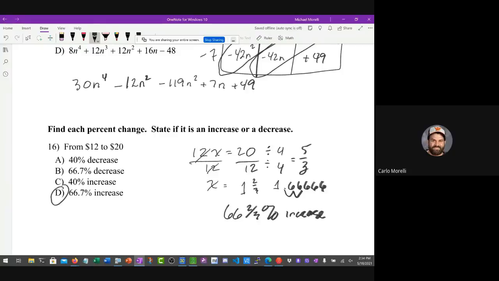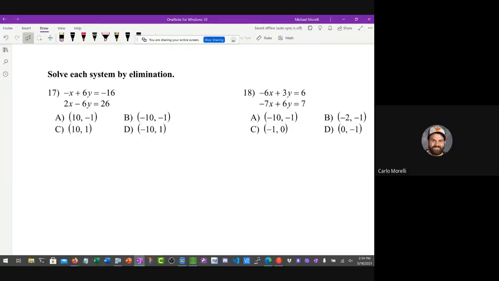Okay. Moving on. Solve each system. All right. So right away, you need to try to stack, add, and eliminate. And you can do that right there. So you eliminated the y variable. So now you've just got negative x equals negative 16 over 2x equals 26. Just add them. Okay, so this is negative 1x plus 2x gives you x. Negative 16 plus 26 gives you 10. Well, now you know that x is 10.